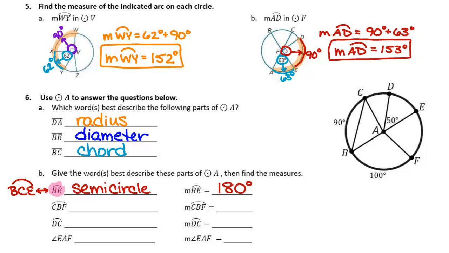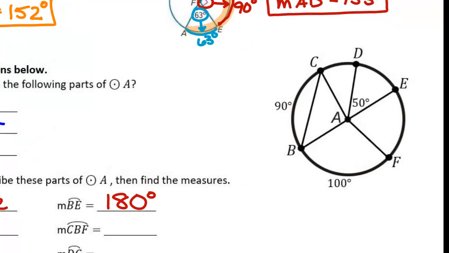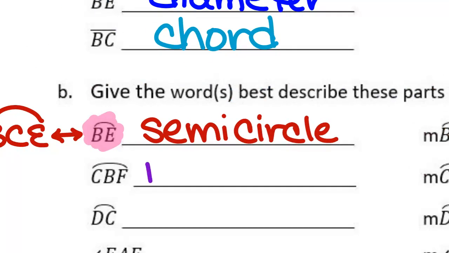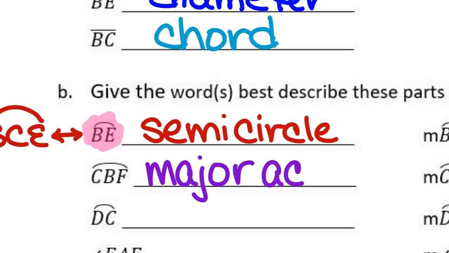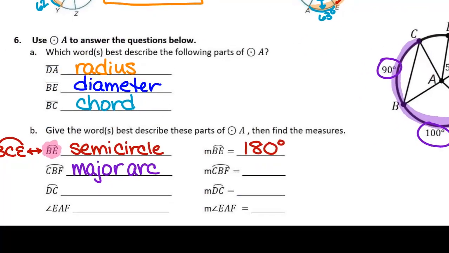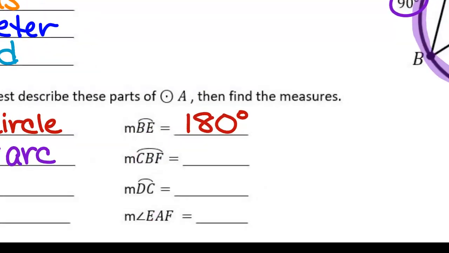Arc CBF. Minor arc, major arc, or semicircle? It's a major arc. A semicircle has to measure how much? Has to measure 180. How much does this arc measure? 190. So we have 90 and 100 right here. So this measures 190 degrees.